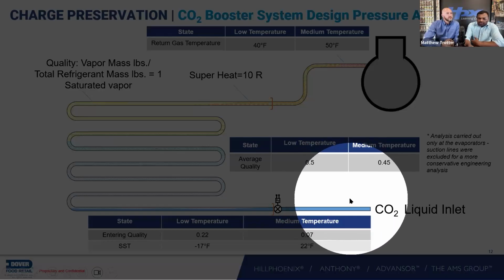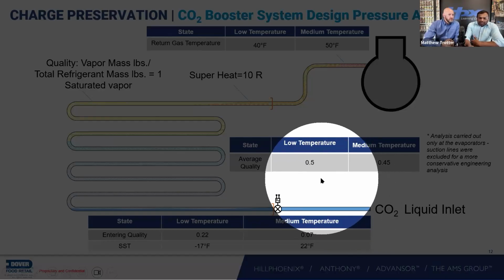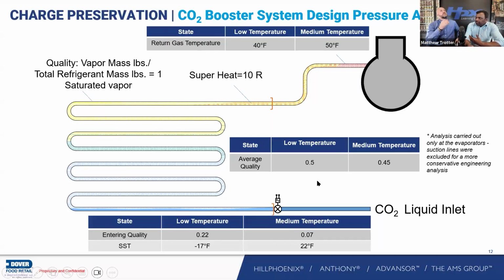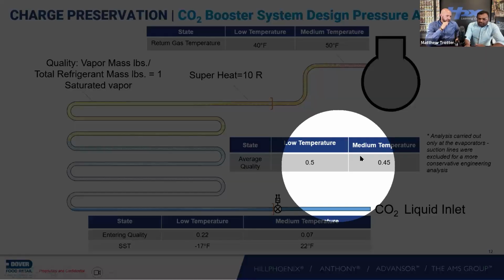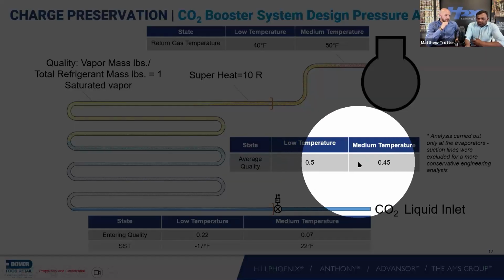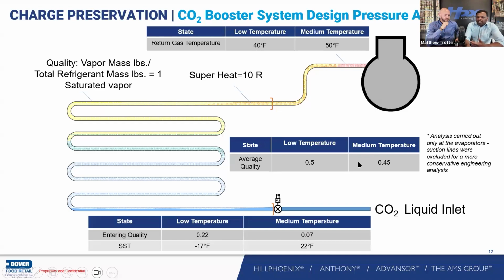So we took this and we looked at the average vapor quality on low temp and also medium temp evaporators. For the low temperature evaporator, the vapor quality is 0.5, which is 50% liquid and 50% vapor on average. And this is during normal operation, right? At the time of power outage, this is what you're going to see. For the medium temperature evaporator, it's close to 0.45, so 45% vapor and 55% liquid. That's how you see it in normal operation. When you lose the power, that's what you see immediately at that time.